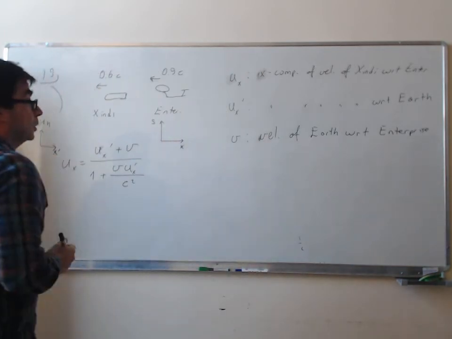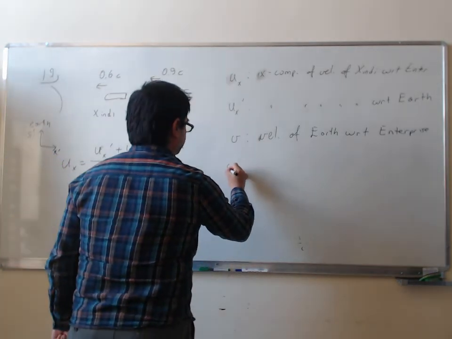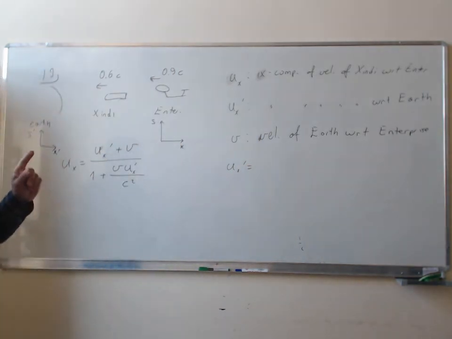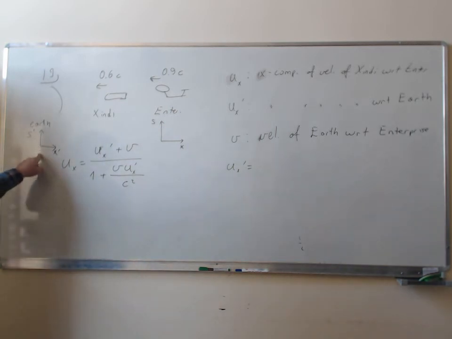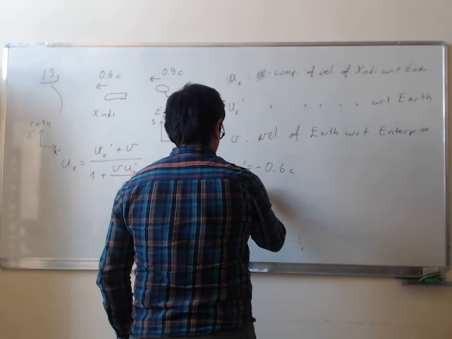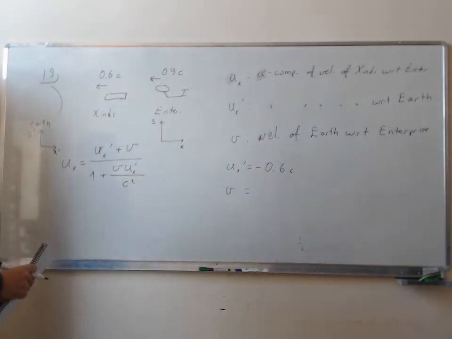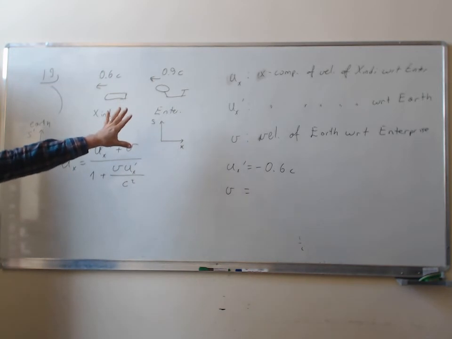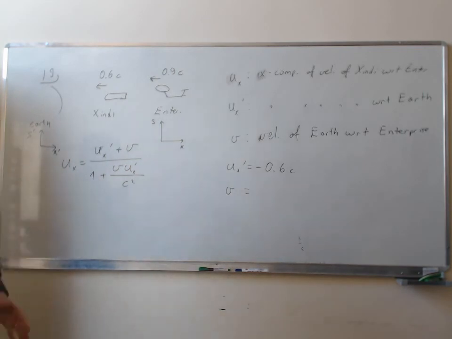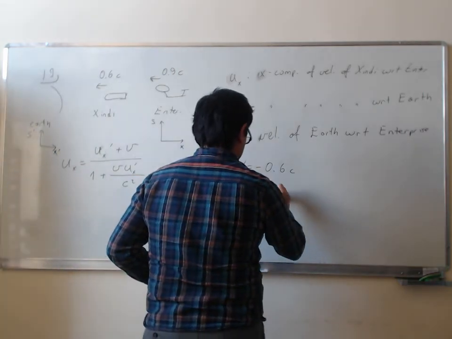Okay, so do I know these numbers? Here, ux prime is going to be the velocity of the Zindi vessel with respect to Earth. So as measured here, they are moving in negative x direction with a speed of 0.6 c. This is going to be minus 0.6 c. The velocity v is going to be velocity of the Earth with respect to Enterprise. So Enterprise at rest in their own reference frame. Earth is moving in this direction, which is the positive x direction, at 0.9 c. So this is positive 0.9 c.